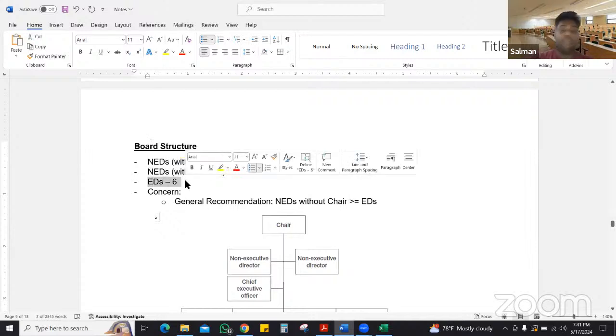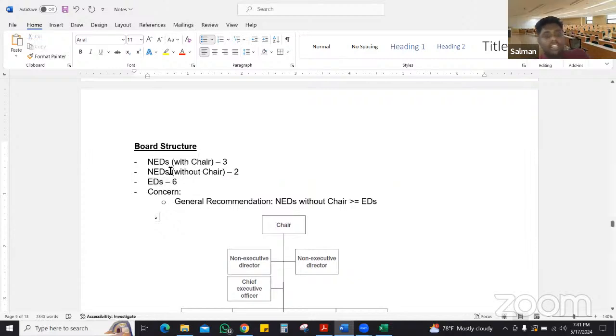Remember, we discussed corporate governance regulation. NEDs without chairperson should be equal or greater than EDs. NEDs without chair is 2. EDs is 6. This is a problem. It's not a legal violation, but this is a problem in corporate governance. There will be problems in corporate governance. 6 executive directors, only 2 NEDs without the chair.